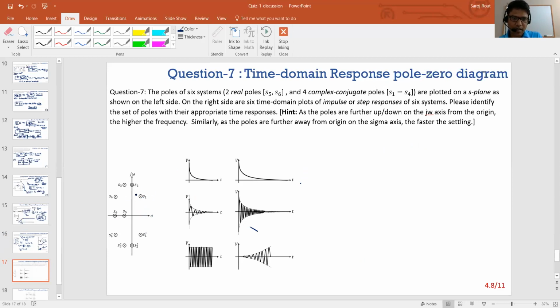So if you have a certain transfer function, let's say some H(s), and I'm going to just take two-pole systems.